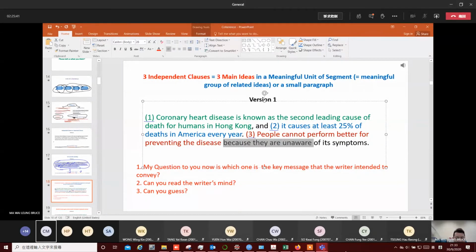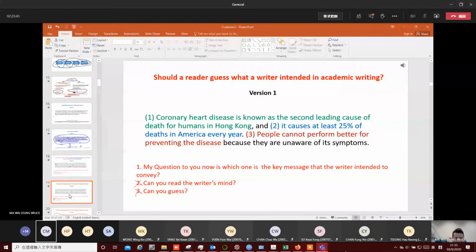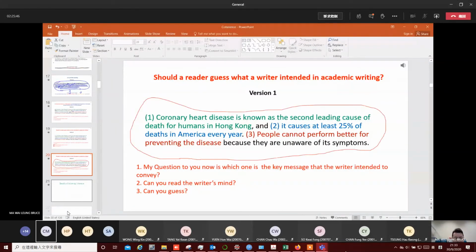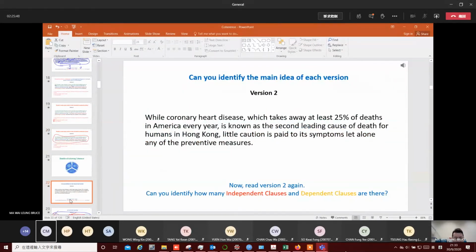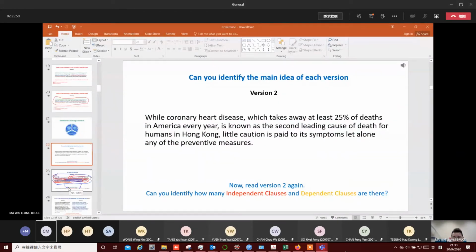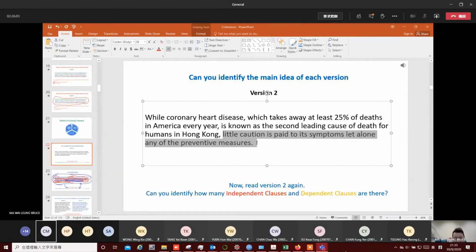Now let's look at the second version. For the second version, how many main ideas, how many independent clauses? We see that there's only one independent clause, which is this one. This is independent. The rest are dependent.